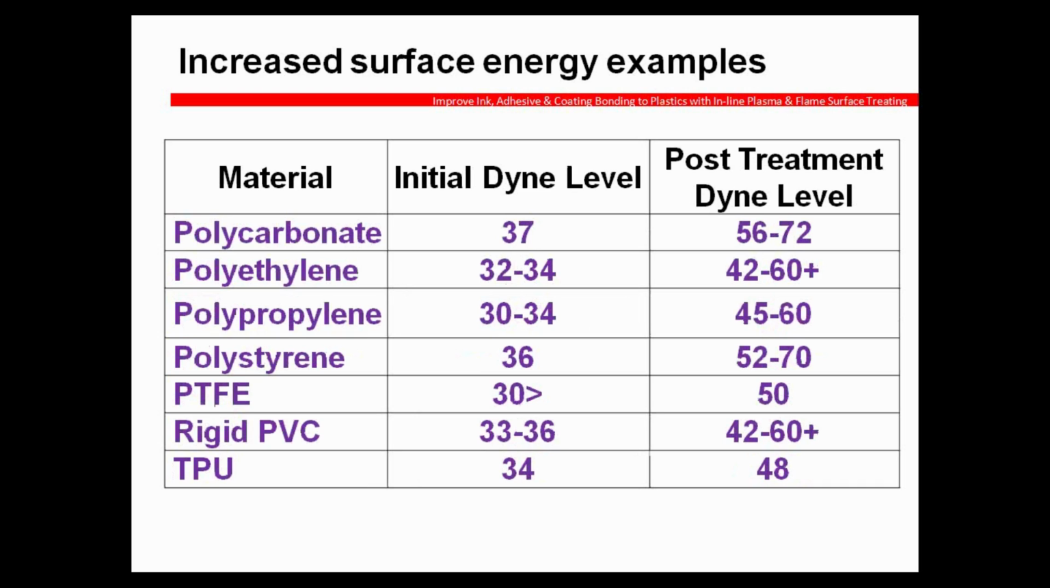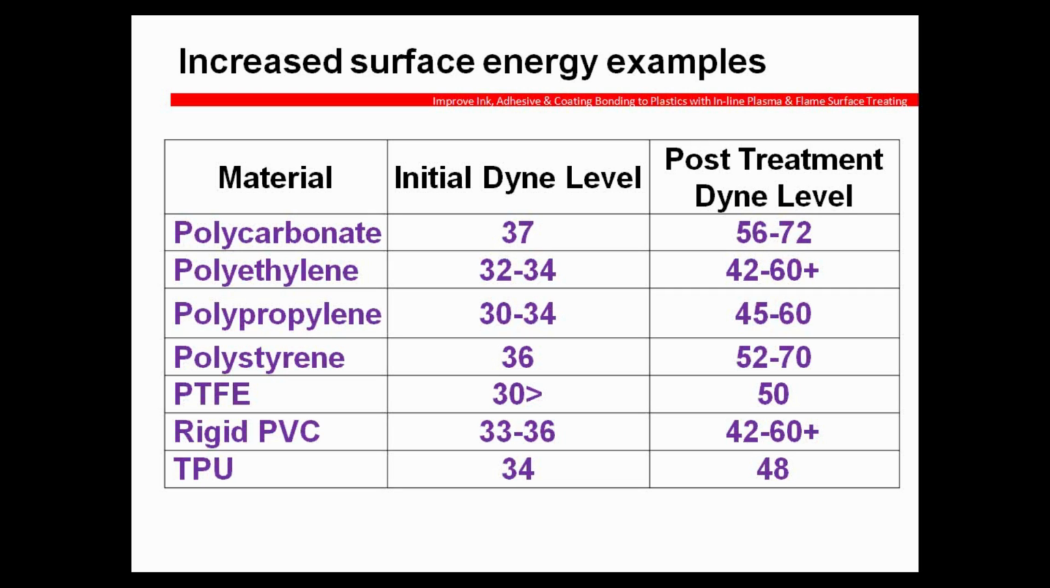Another couple of materials: polypropylene, another one that'll start in the low 30s and end up somewhere in the neighborhood of 45 to 60. PVC is another one. Again, you're seeing a lot of these start out low to mid 30s, ending up well into the 40s and above. PVC often gets higher than 60 as well.